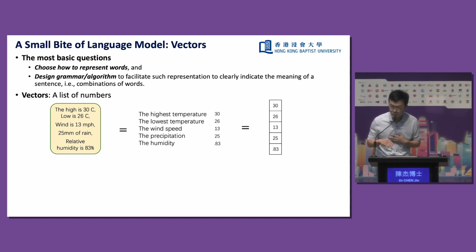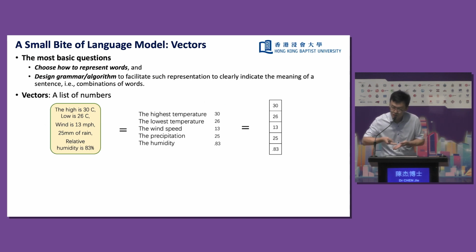So long sentence, very verbal, right? Very reader friendly. But this is how humans record or express information. For a computer, this information will be stored and recorded as a string or a list of numbers like this: 30, 26, 13, 25, and 0.83. All right? They look to you just like a meaningless list of numbers, but computers have their own protocols. They have a predefined format to interpret what this means, right?